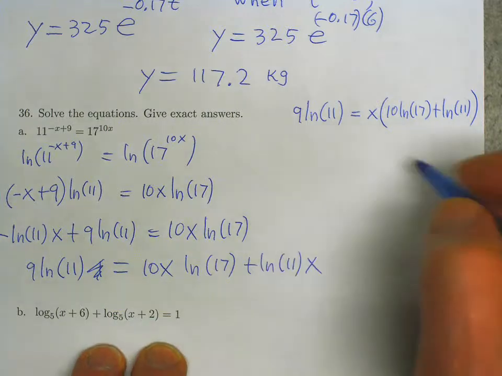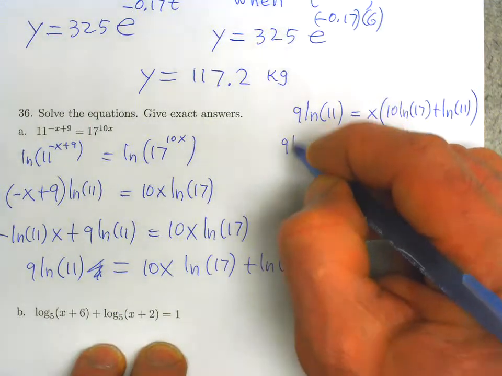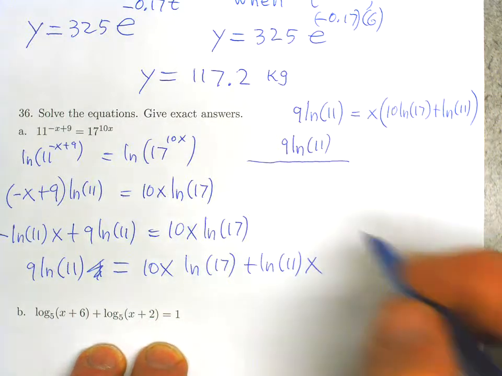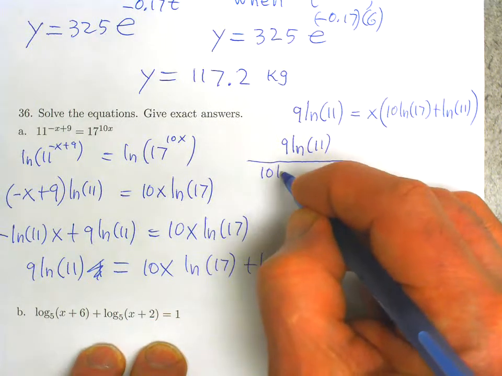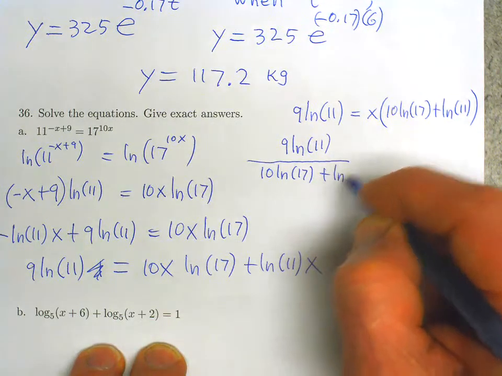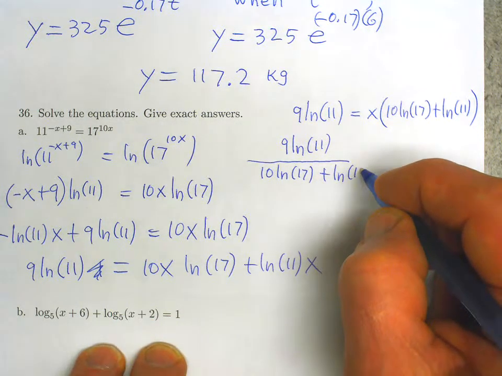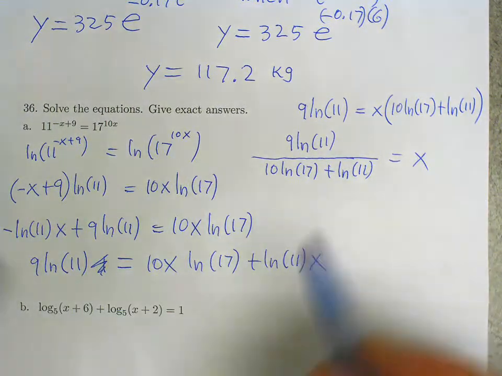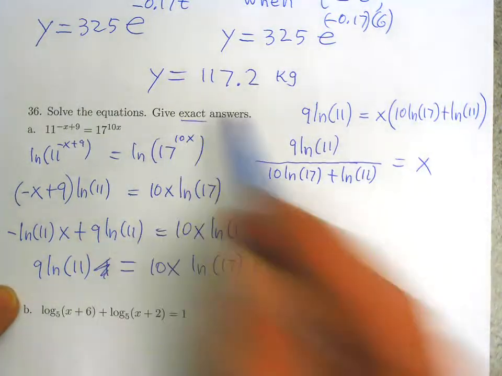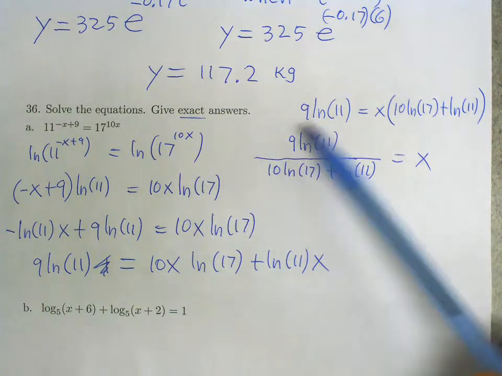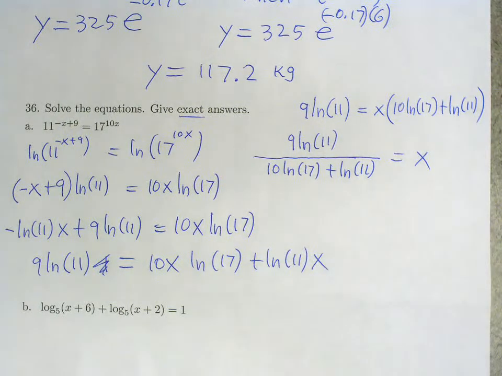And then divide both sides. So we get 9 times the natural log of 11 divided by 10 times the natural log of 17 plus the natural log of 11 equals x. Okay, this is what is meant by giving an exact answer. The exact answer could be made more compact, but this is good enough.